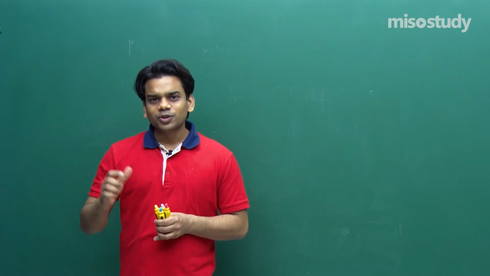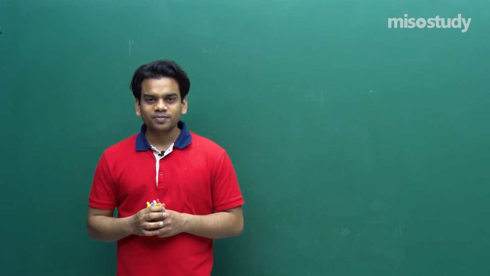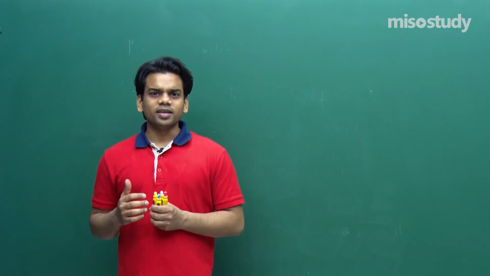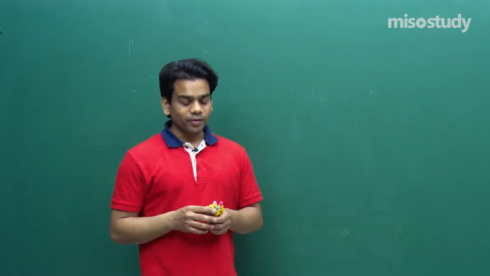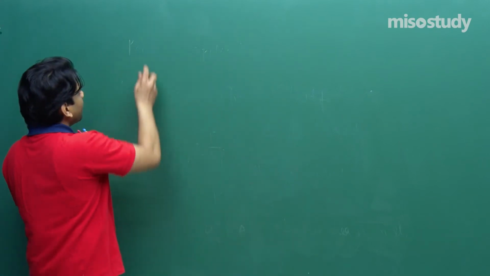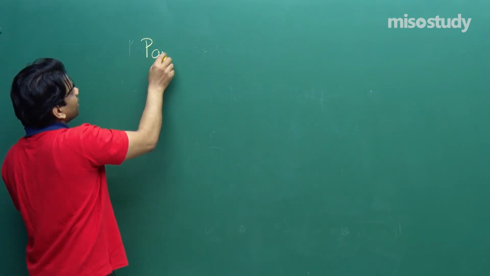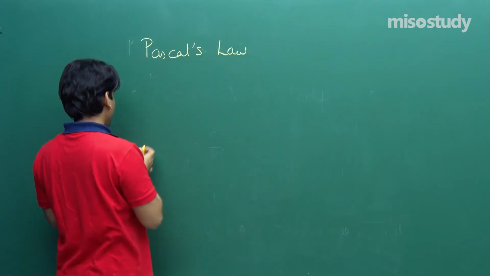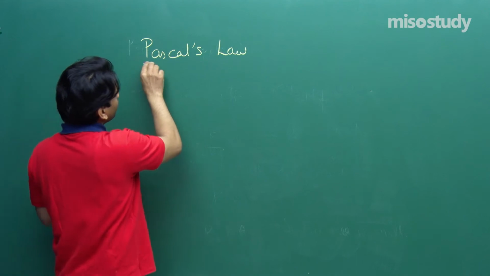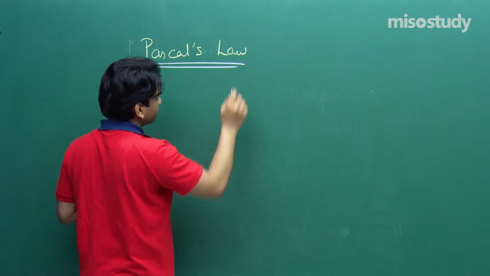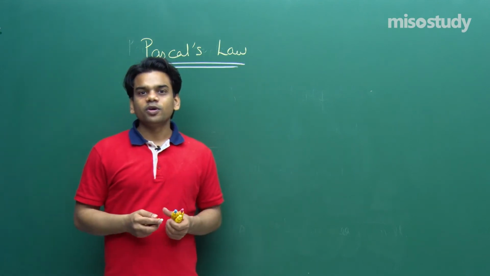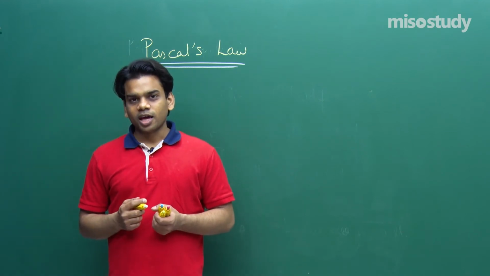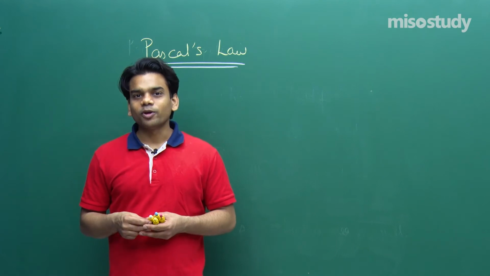I told you about the pressure in a fluid, and that depends upon the height. There's a concept called Pascal's law, given by Blaise Pascal, and he said that when pressure in a liquid is changed at one particular point, the change will be observed at every other point within the fluid. Before writing the definition, let me give you an observation.